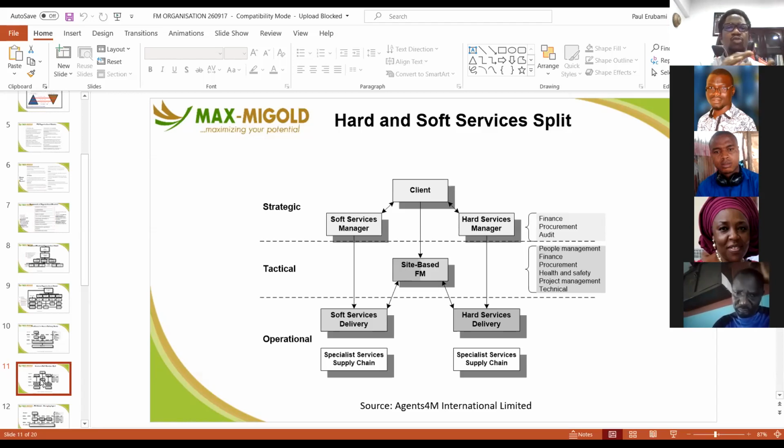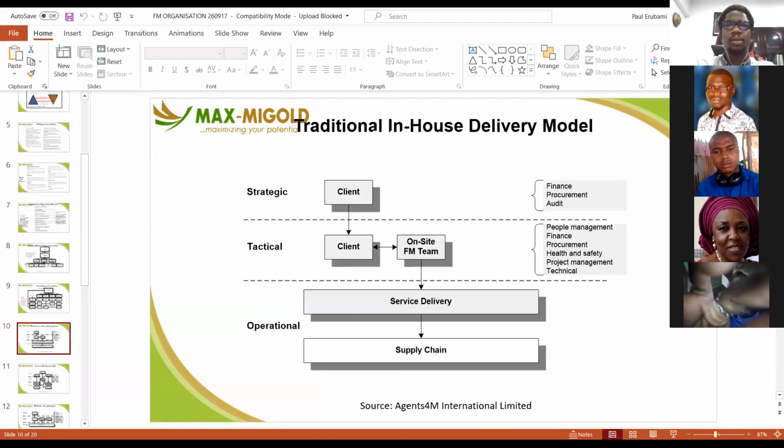Now, at this point, I would like to draw our attention to two what I would call categories of the FM work here. You have the management, and then you have the service delivery. Management and service delivery. Service delivery is the actual delivery operating at the operational and sometimes tactical level. Whereas management is oversight. In the traditional delivery model that we just talked about, you are holding on to management 100%, and you are also holding on to most of the service delivery by having only specialized non-routine items left to the supply chain.